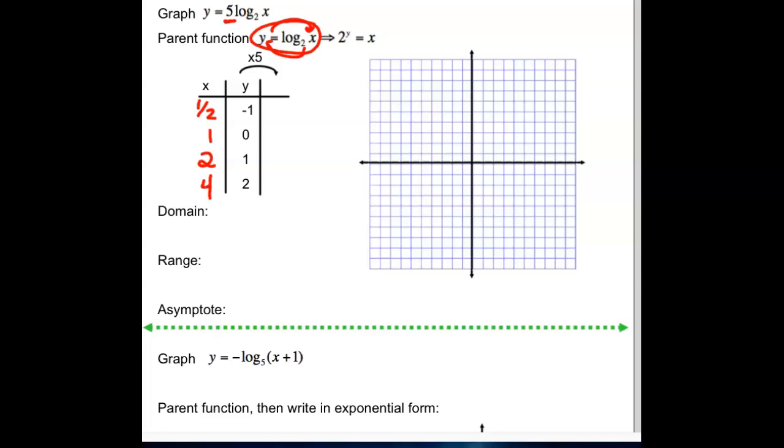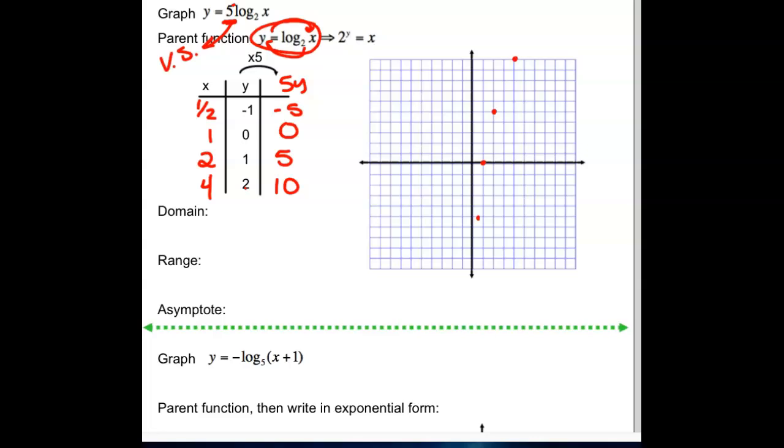We then have to do a vertical stretch of 5. So we're going to multiply all of these y values by 5. And we get -5. 5 times 0 is still 0. 5 times 1. And 5 times 2. All right, so we're going to plot our points. Over 1/2, down 5. Over 1, up 0. Over 2, up 5. And over 4, up 10.